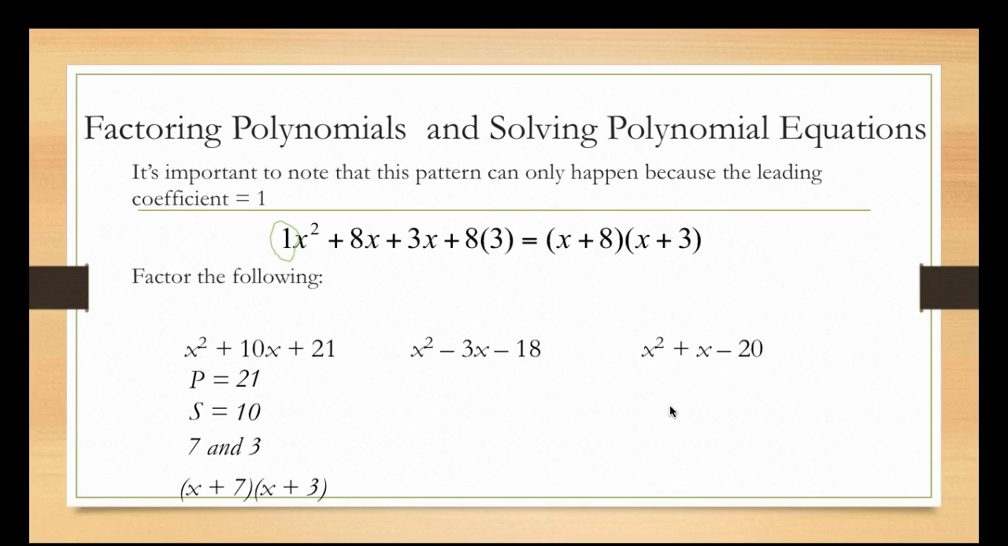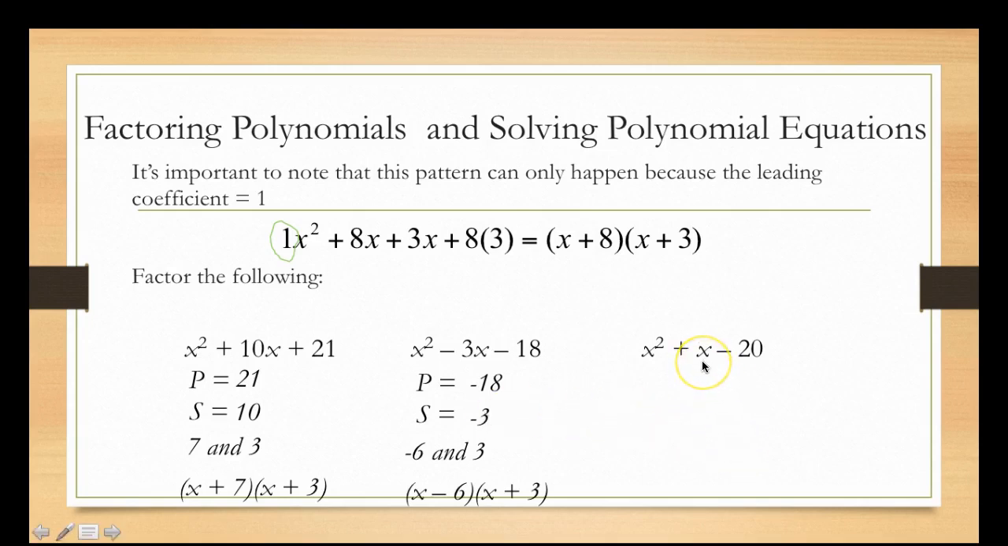Okay, first, product sum. The product will be negative 18. The sum will be negative 3. So what can you multiply together to get negative 18? Those same two numbers add together to get negative 3. And I think negative 6 and positive 3 would work. So my factors are just x minus 6 and x plus 3.